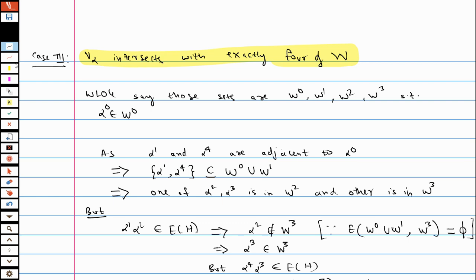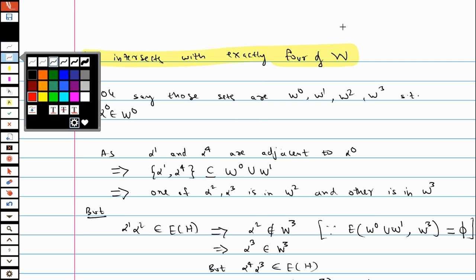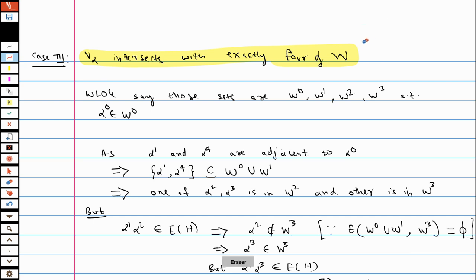Okay. So let's say all the V alphas are in W0, W1, W2, W3, and we can also assume that alpha 0 is in W0. Again, let's look at the structure. I will use red color. Let's say these are the structures W0, W1, W2, W3, and W4, and I know that alpha 0 is in here.